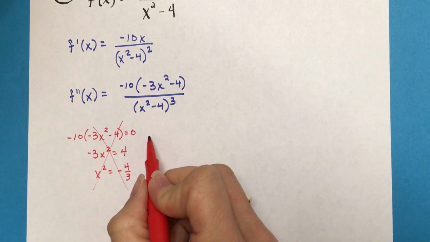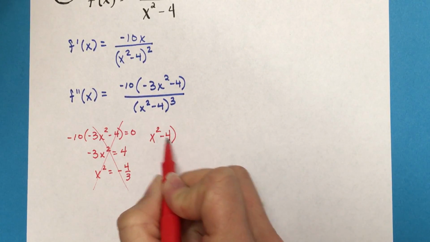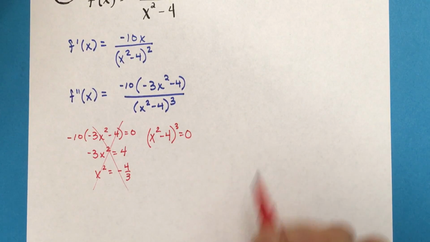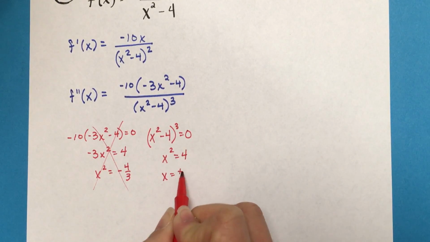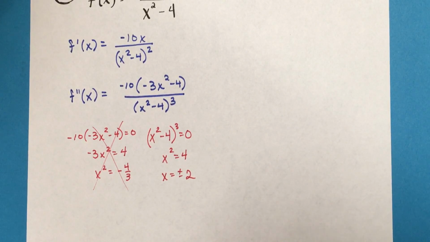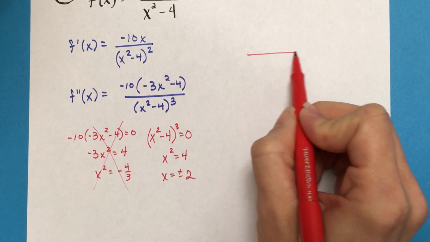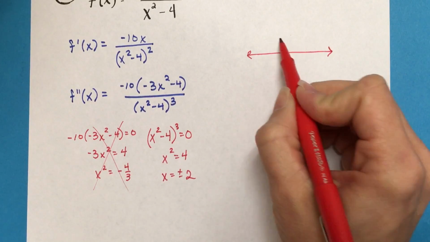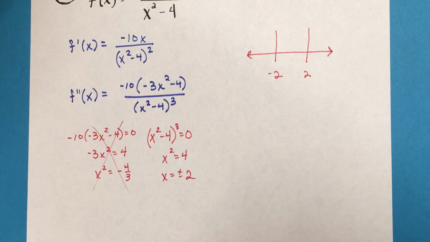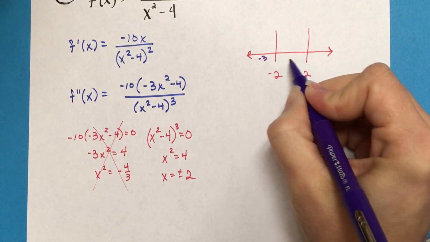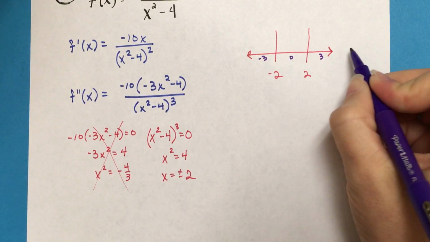All right, with your denominator, x squared minus 4. And again, you really wouldn't have to do the third power, because if you take the cube root, you're still going to have 0. So you get x squared is equal to 4. So x is equal to plus or minus 2. So on my sign graph, I'll have negative 2 and positive 2 that I'll put on my sign graph. Okay, my test values, I'm going to go with negative 3, 0, and positive 3.